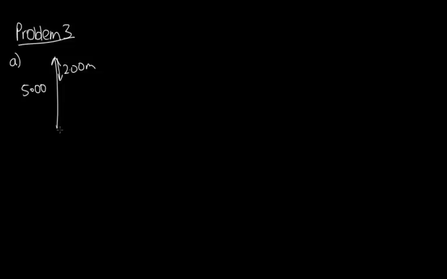So our resultant vector goes from the tail of this vector to the head of this vector. So this is our resultant vector here. And you can see that this is going to be 5 minus 2, which is 3.00 meters, and it's upwards, so that's north.